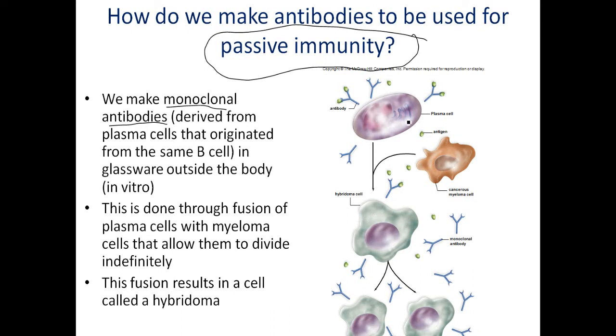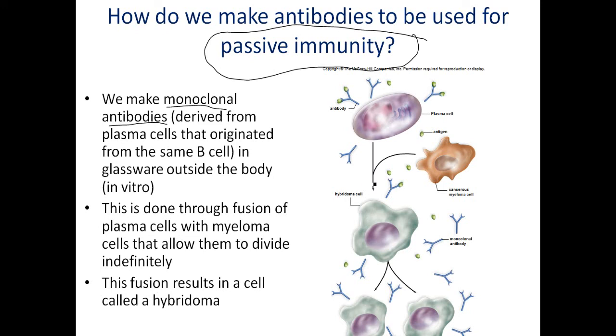So we have this plasma cell. This purple cell is the B cell, and it can make the antibodies that we want. Okay, so it can make the antibodies to the little green heart antigen. In order for us to make them, we fuse that B cell with a cancerous cell that's going to reproduce uncontrollably. Okay, so we fuse them together and we make something called a hybridoma.